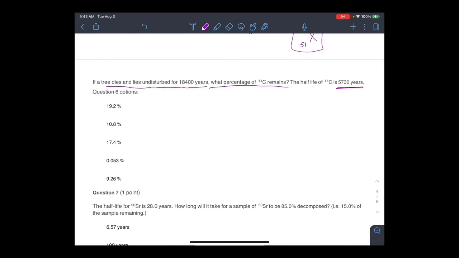And that's the basis for carbon dating, radioactive carbon dating. This is how that works. So if we find a tree that has died in the forest 18,400 years ago, it will have a certain percentage of carbon-14 remaining today based on the half-life of carbon-14, and we can calculate that using that half-life.